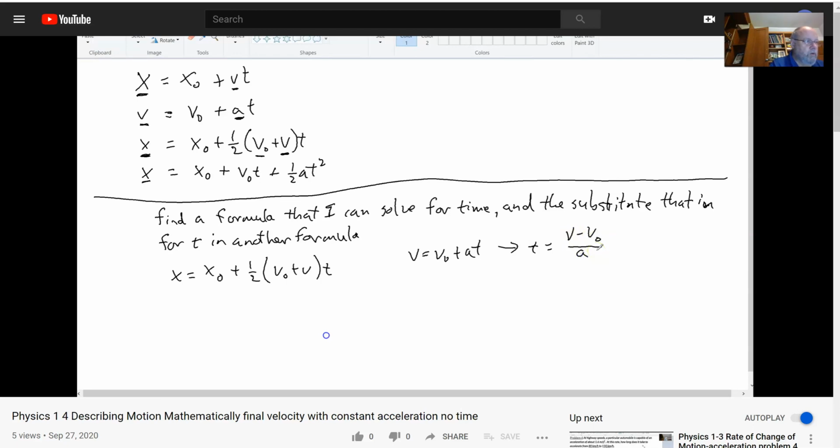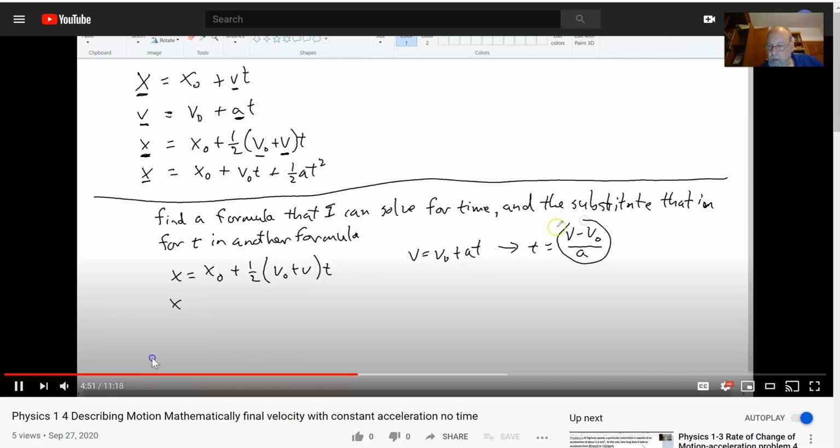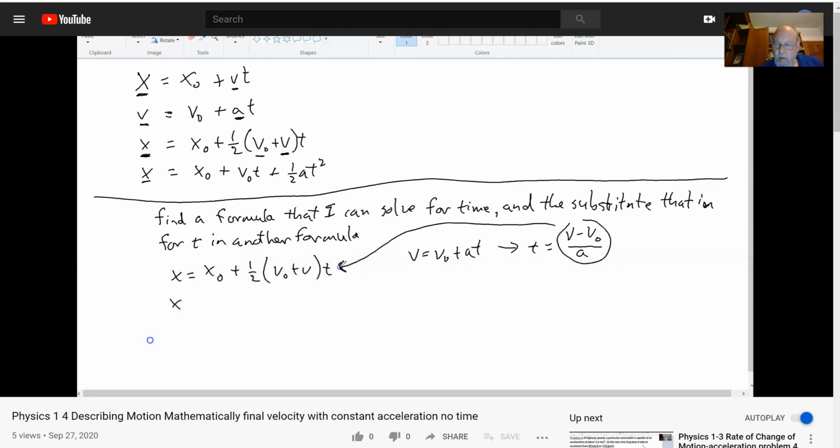Okay, now this is going to be a little bit more tricky because we're going to have to substitute this in for t, and the algebra is going to be a little bit more difficult. So let's substitute this in first. So I'm going to say, hey, let's put this in for t here. And if we do that, we get x equals x0 plus 1/2 times v0 plus v times v minus v0 over a. Okay?